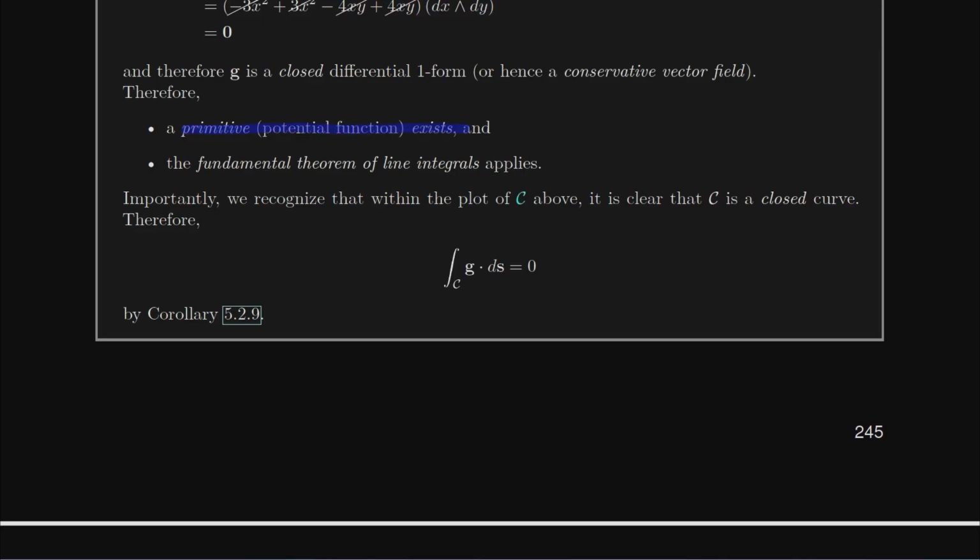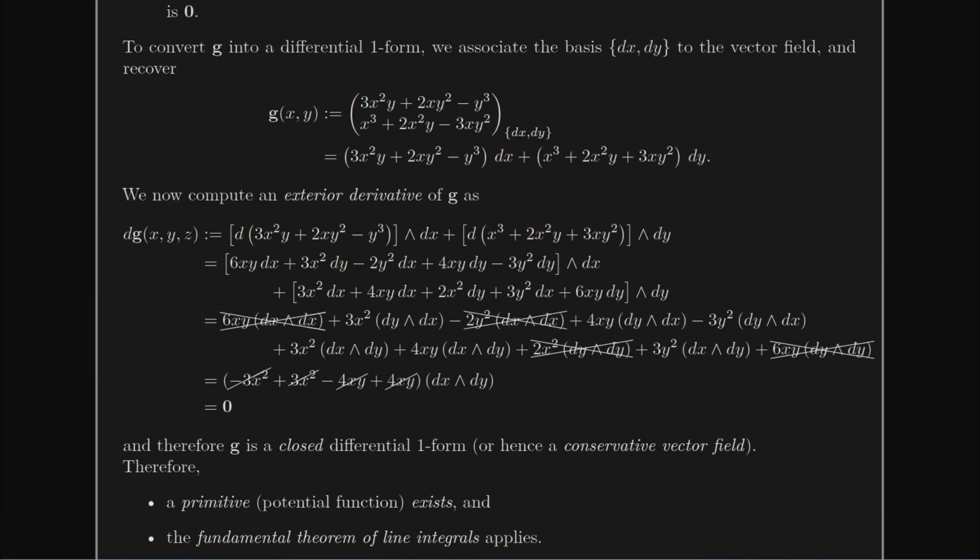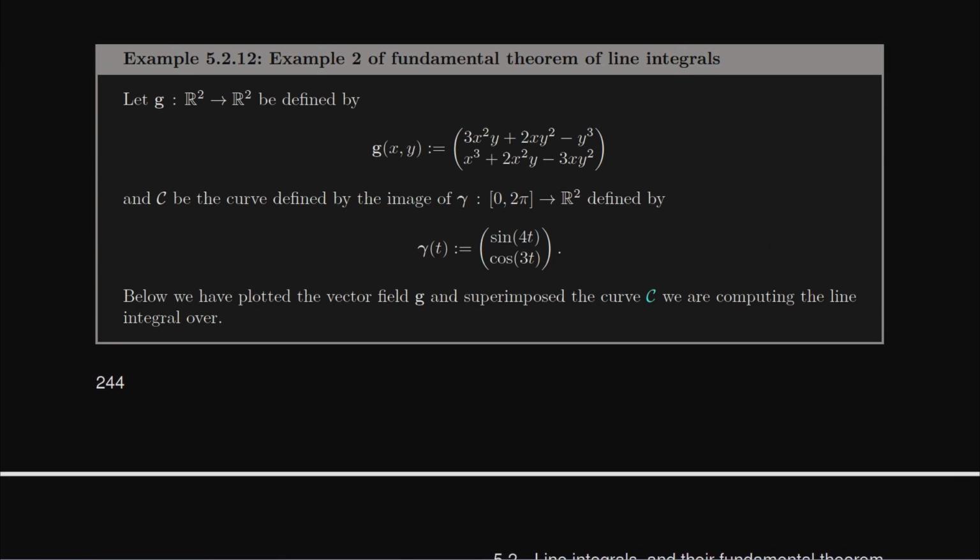meaning now a primitive would exist, but I don't really need to compute it because since the curve is closed, right, we mentioned that the curve was closed, meaning that this line integral has to be equal to 0. How could I tell the curve was closed without actually plotting it? Let's just test the curve on the endpoints.